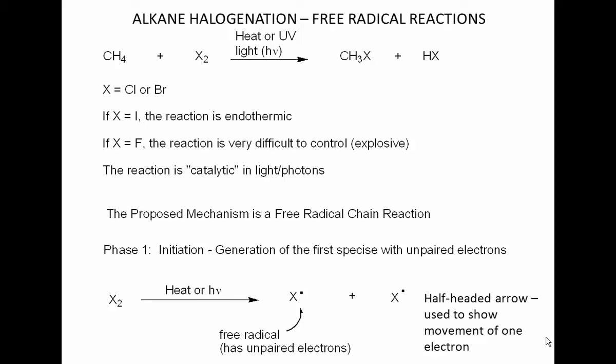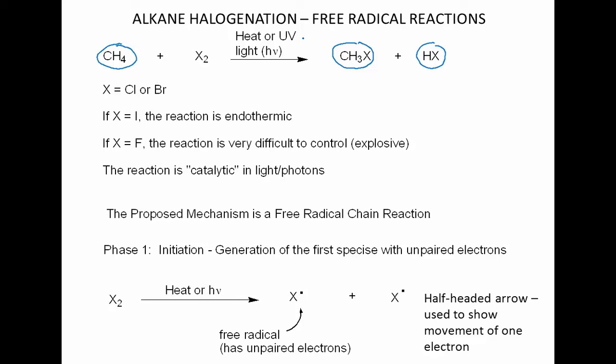In this video, we're going to look at alkane halogenation, which is the reaction that you see at the top. Here we're taking methane and treating it with a halogen. And out of this reaction, we're going to get a halomethane and the hydrohalous acid.